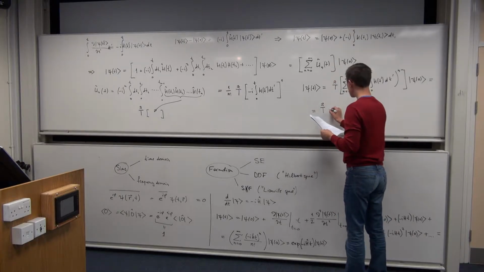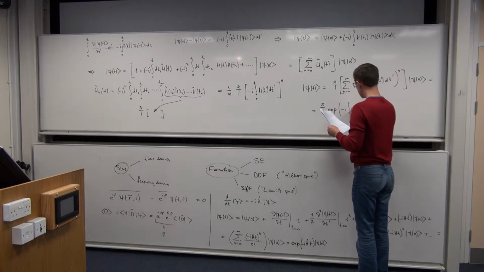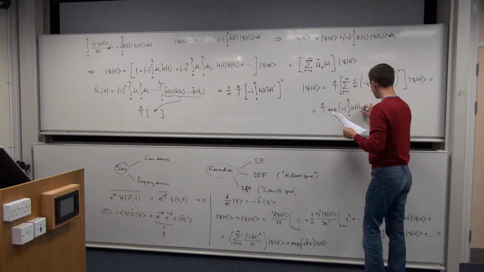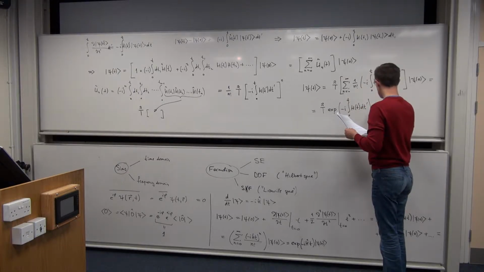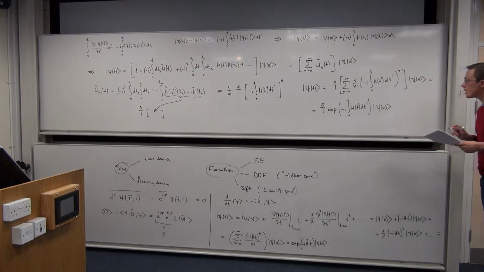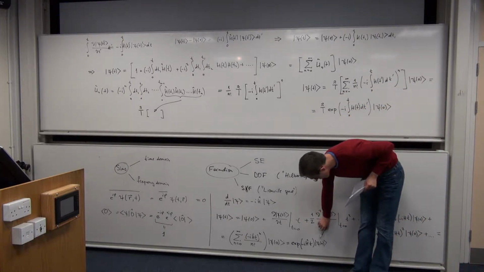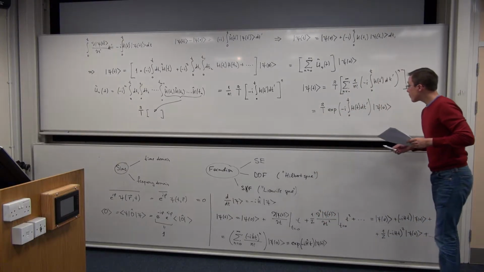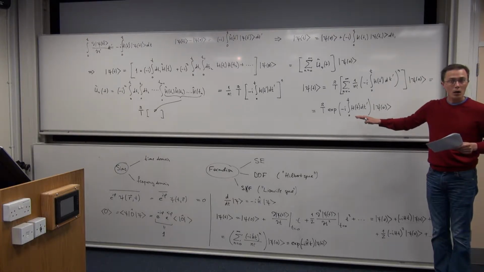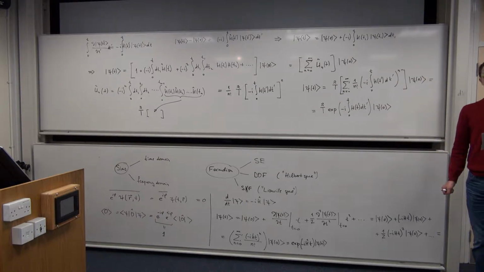Time ordering superoperator, exponential minus i integral from 0 to t of h of t prime dt prime, applied to the initial condition. And this is the time-dependent equivalent of the solution that we've got here. Now, the practicalities of computing a time-ordered exponential are such that even in the simplest cases, it's basically incomputable.